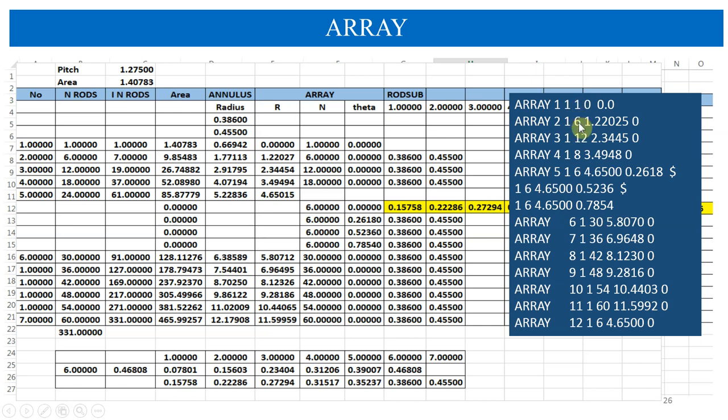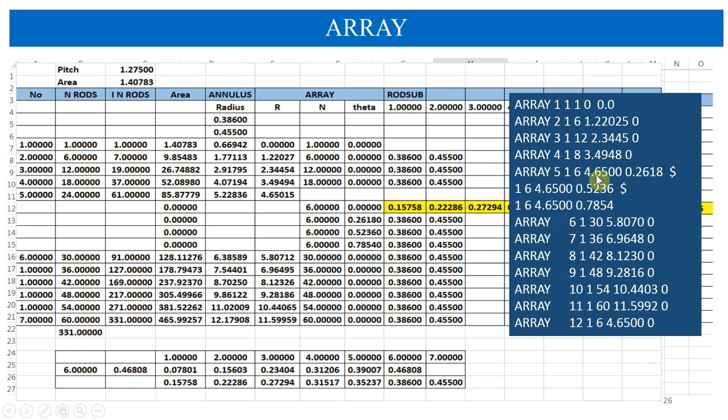The radius is the intermediate radius, inside the middle of the annulus, and theta equals zero. But here in array five, which may contain a permeable absorber, I put one, two, three, four. I divided these arrays into four angles. All of them have the same.